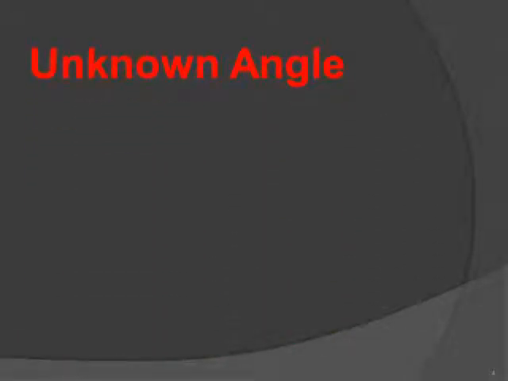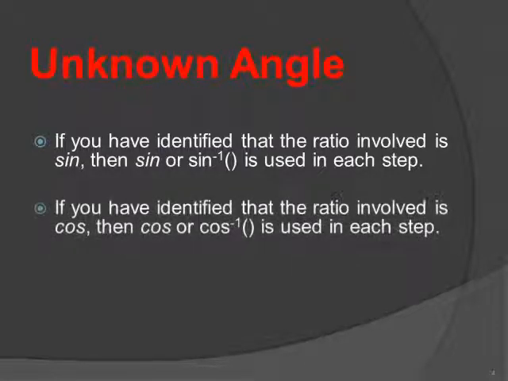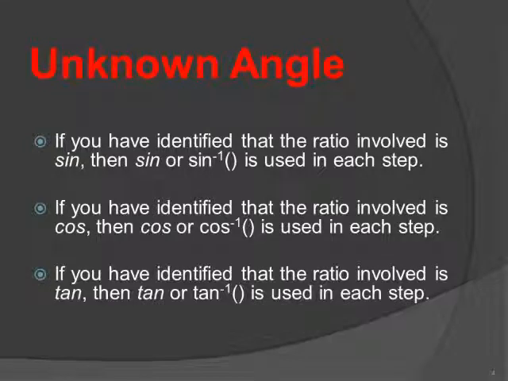So let's look at unknown angle. If you've identified sine, then it's sine to the minus 1 that you use. If you've identified cos, then it's cos to the minus 1 that's used. If you've used tan, then it's tan to the minus 1 that's used. That's it.